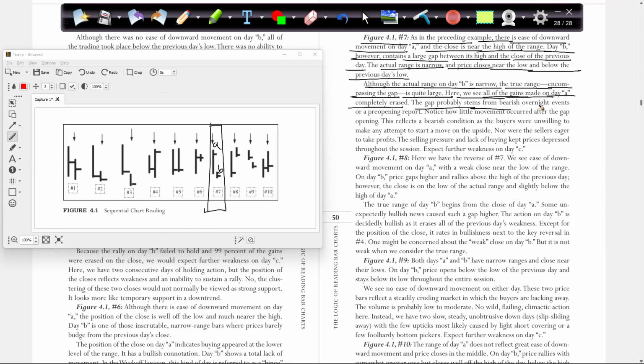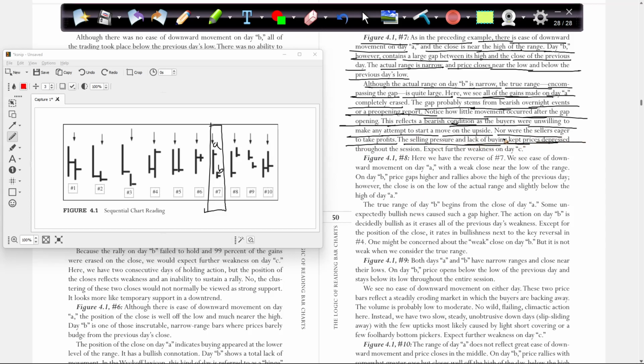The gap probably stems from bearish overnight events or a pre-opening report. Notice how little movement occurred after the gap opening. This reflects a bearish condition as buyers were unwilling to make any attempt to start a move on the upside, nor were the sellers eager to take profits. The selling pressure and lack of buying kept prices depressed throughout the session. Expect further weakness on day C.